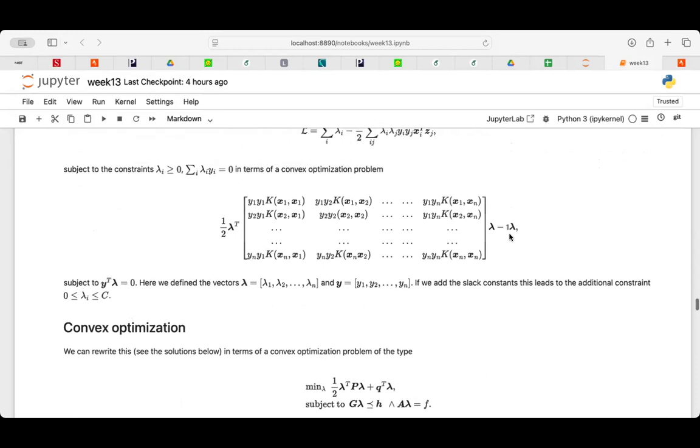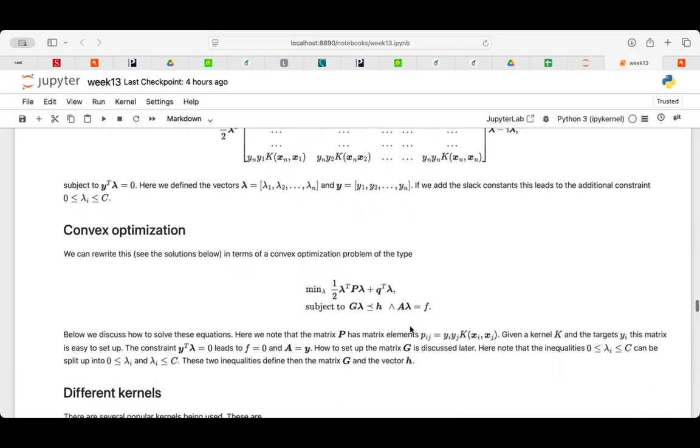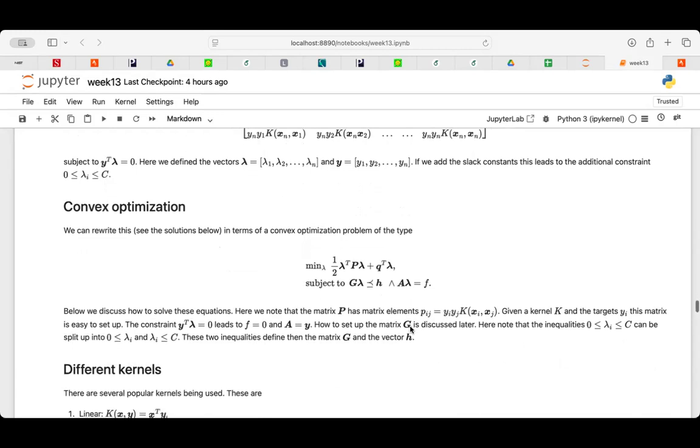So we have an identity matrix times lambda. So we could rewrite this in terms of some vector q transpose times lambda. And then we have lambda transpose times this matrix P, which is now this specific matrix. And this is subject to some constraint where we have some G times lambda smaller than some H. And then there could be another constraint as well. And let's see how this can actually be set up.